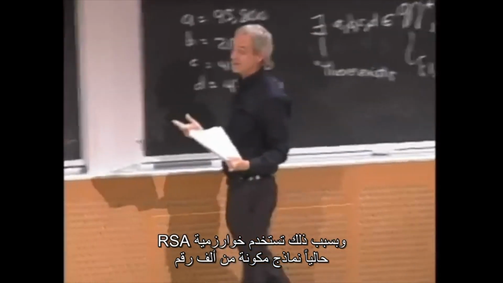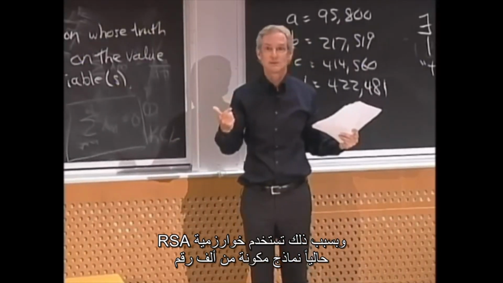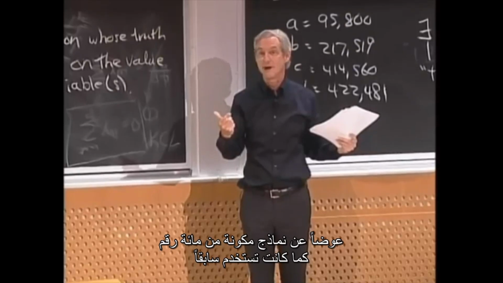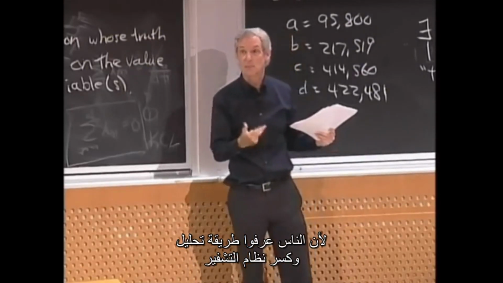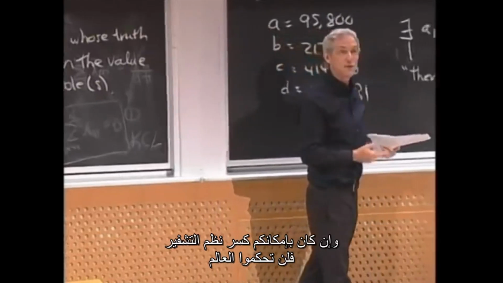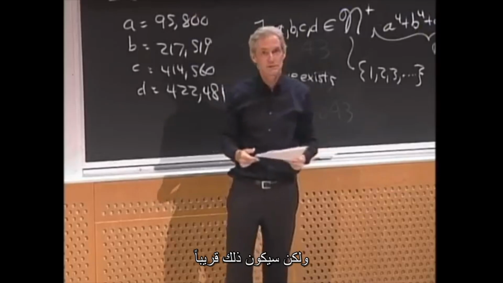And it's because of that that now RSA uses 1,000-digit moduluses instead of 100-digit moduluses like they used to use, because people figured out how to factor them, how to break the crypto system. If you can break those crypto systems, well, you can't rule the world, but it's close.